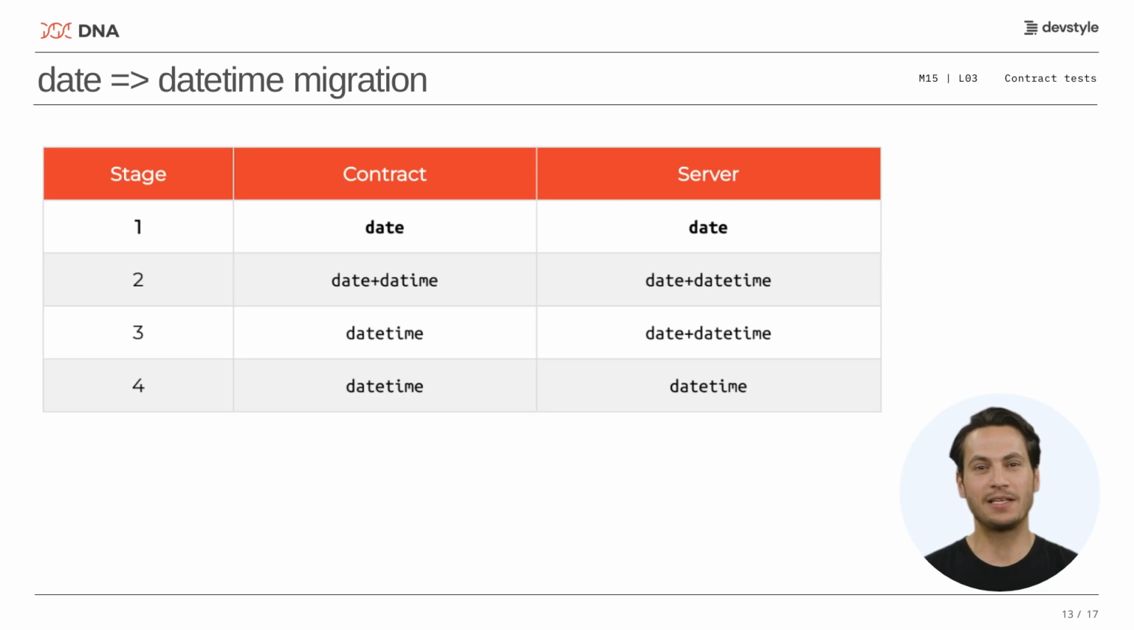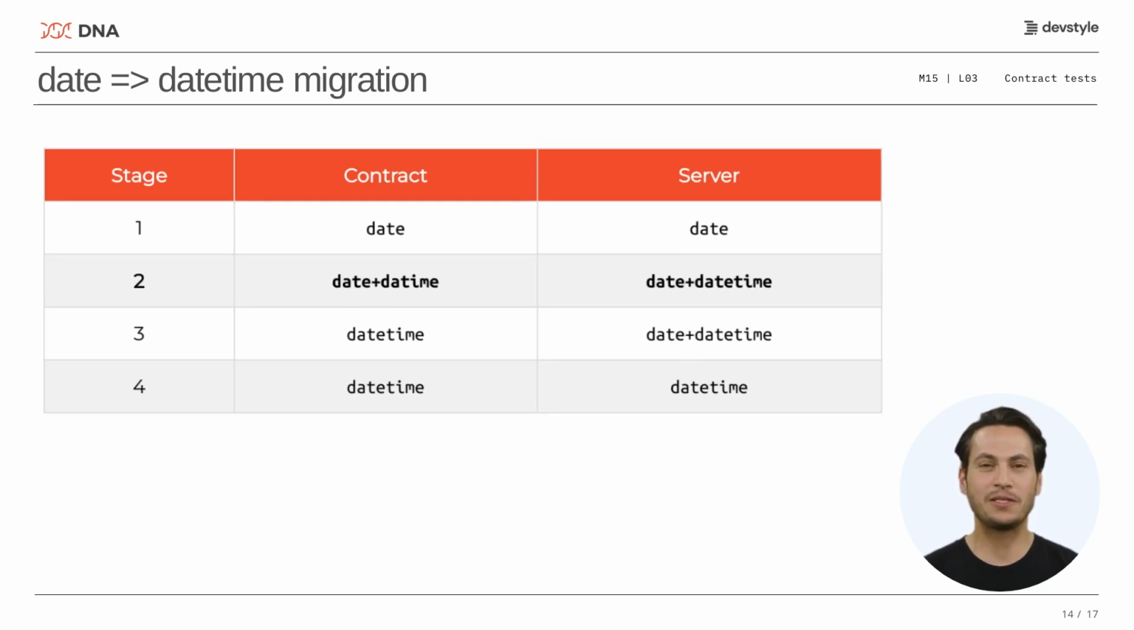Let's see what it looks like in the case of migration from the date field to the datetime field, as we know it. We do it in several stages. At the first stage, which is the initial state, we have a date field both in the contract and on the server side. We tell everyone that we will be migrating to the datetime field. We enter the second stage, in which the contract already includes both fields, both the date field and the datetime field. Of course, to be compliant with the contract, the server must return both of these fields, both date and datetime. We give clients some time, usually 2 sprints, to migrate to the datetime field.